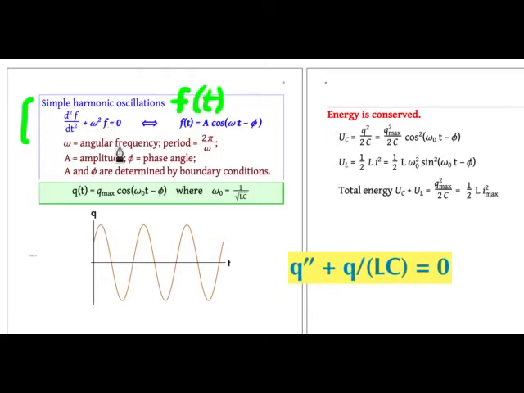Omega here is called the angular frequency. And the period of oscillation is 2 pi divided by omega. So omega is some number of radians per second, and the period is 2 pi radians, that's a complete oscillation, divided by some number of radians per second. So this will be a time. 2 pi over omega is a time. It's the time for one oscillation. That's called the period, the period of oscillation.